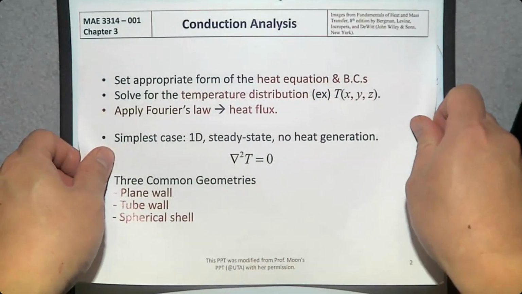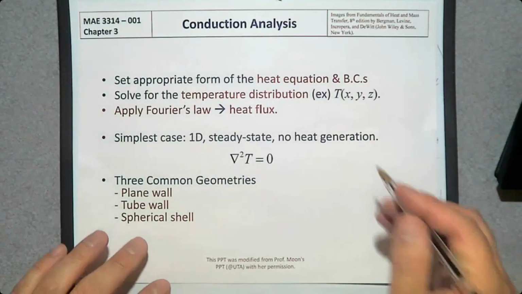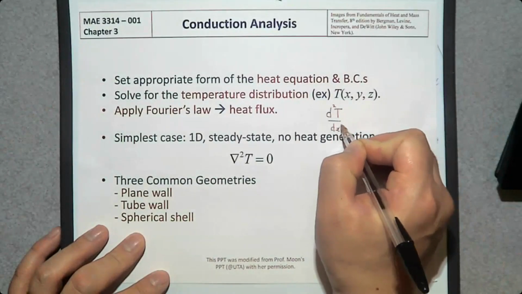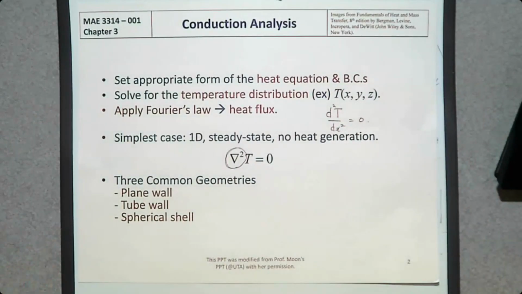So here is the governing equation. The simplest case, one-dimensional steady state, no heat generation. Then the governing equation is going to be this one. Oh, wait. We were talking about d²T over dx² is going to be 0. Then what is this one? This is the vector form of this differential form.